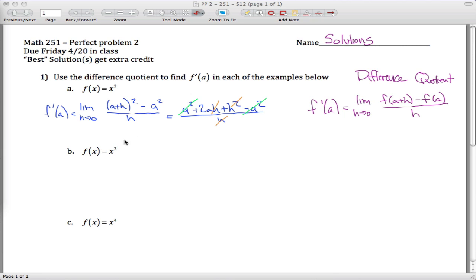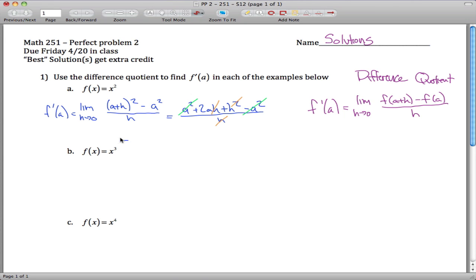So what we're left with is that f prime of a is equal to the limit as h approaches 0 of 2a plus h. That's all we have left here. And when h goes to 0, that limit is just equal to 2a. So our answer is 2a.